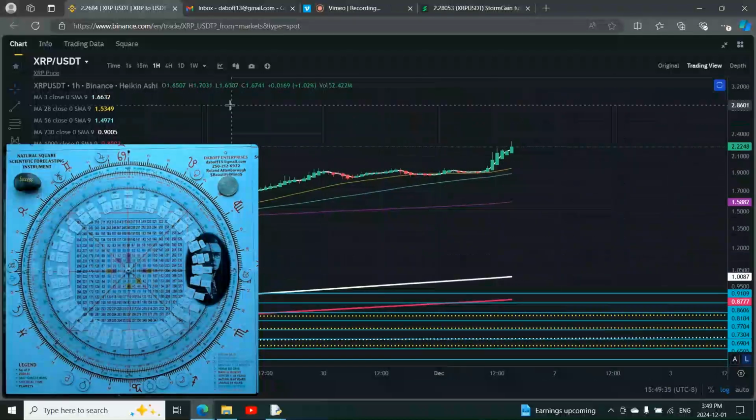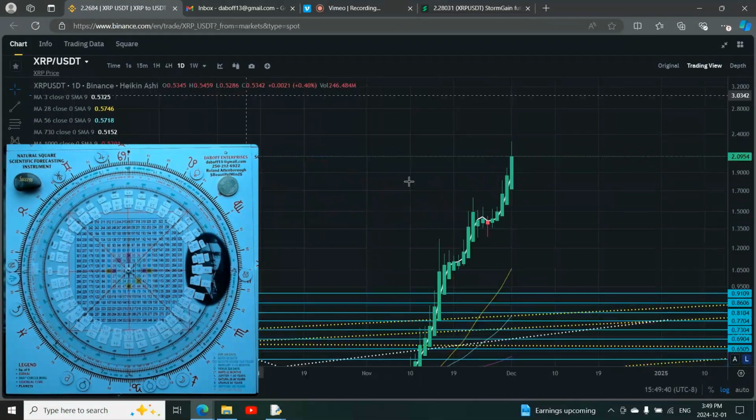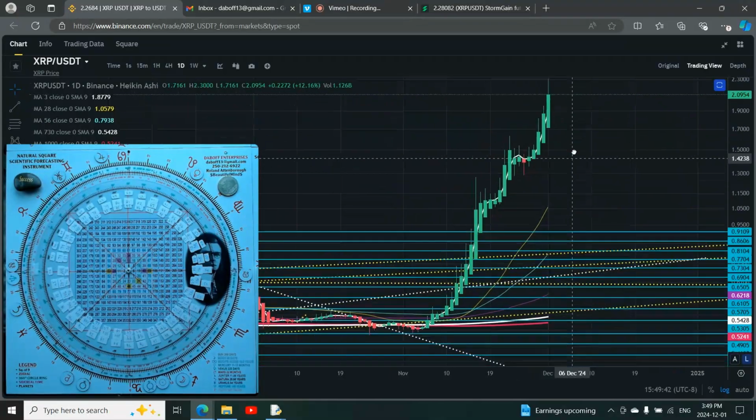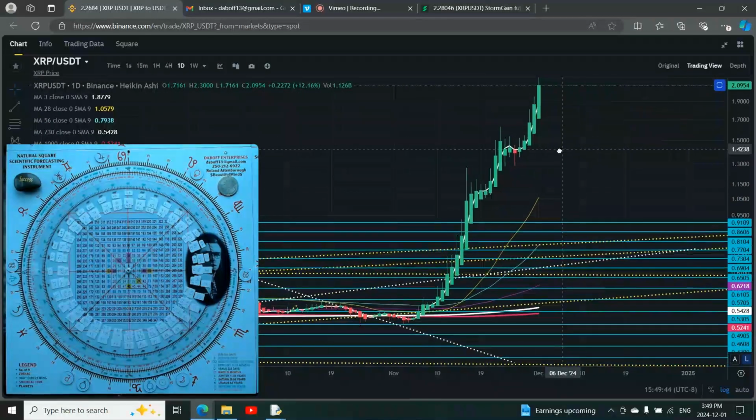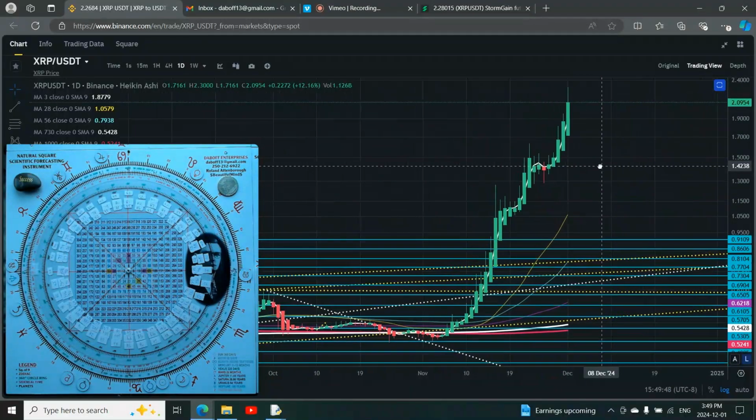Today we're going to be discussing XRP on the daily chart here. Let's just go take a look at this. This is going to be a big update to the tutorials we were doing before.